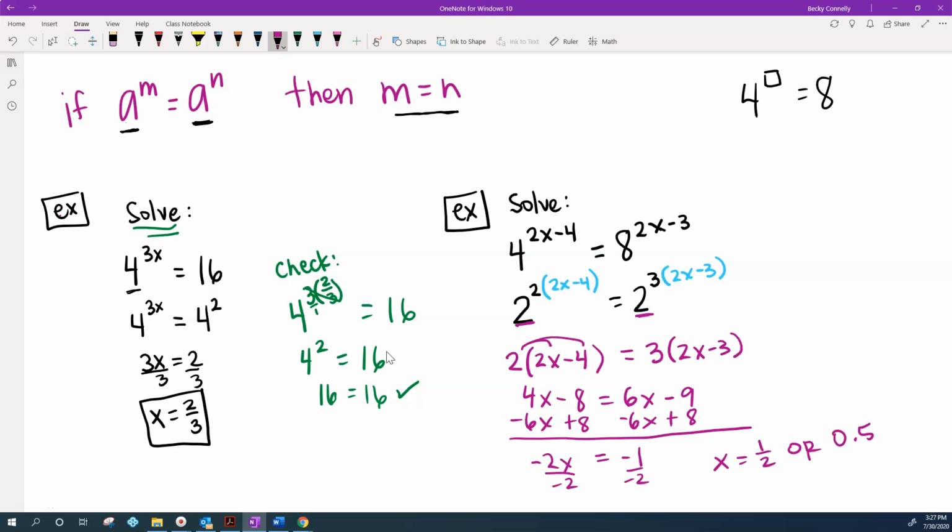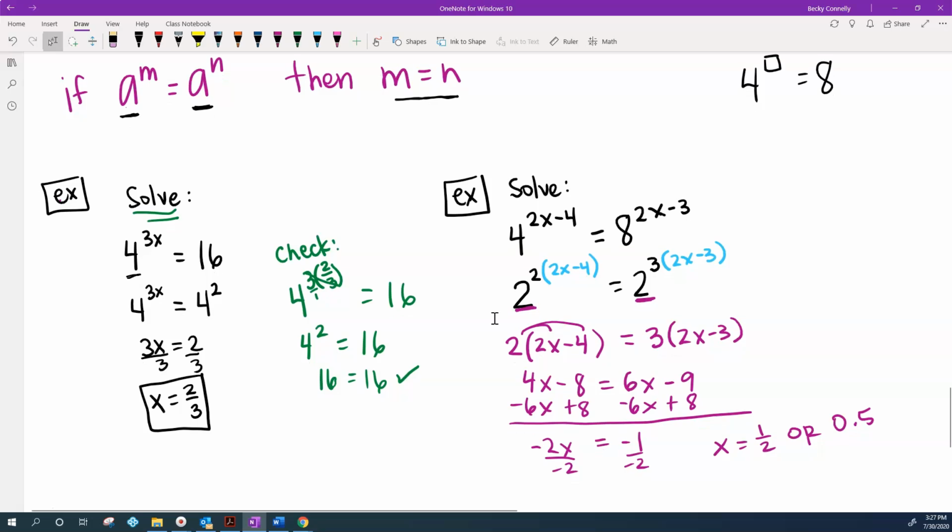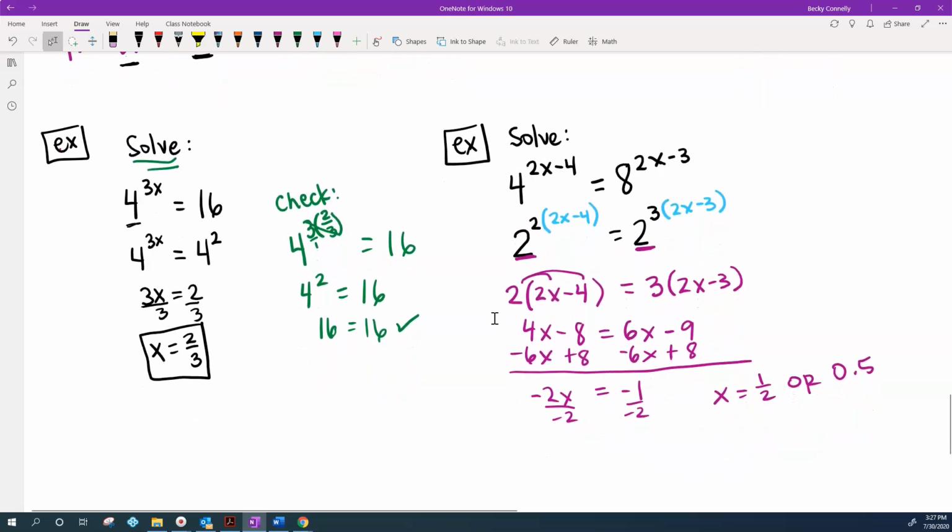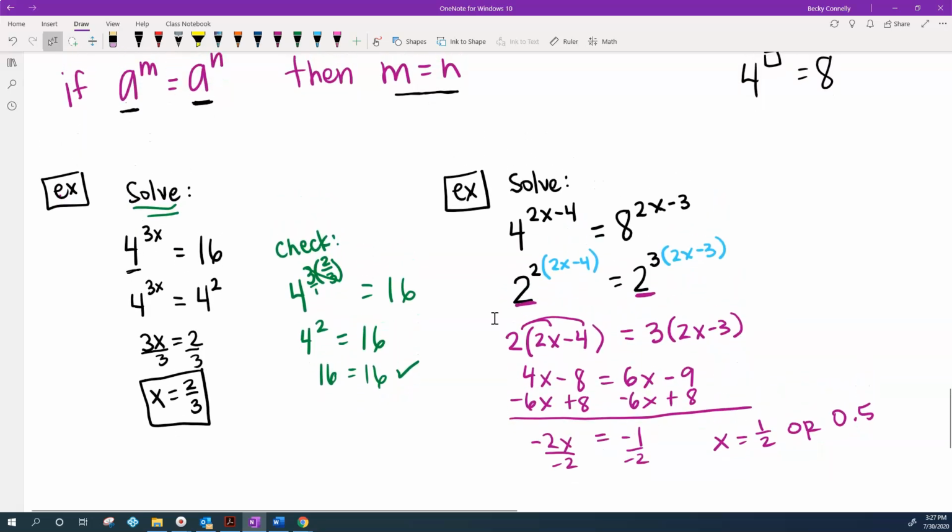Okay, what questions can I answer about that? Because sometimes that's kind of tricky. How do I know what I'm doing with those things? Is that making sense? So we just know to change the base to 2, because you knew that 2 times 2 is 4.